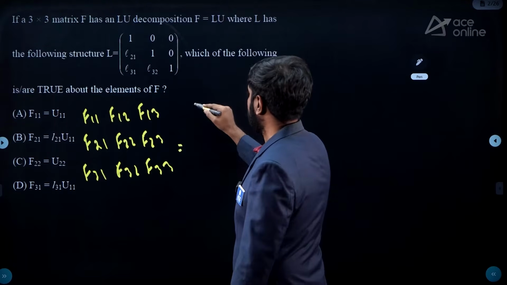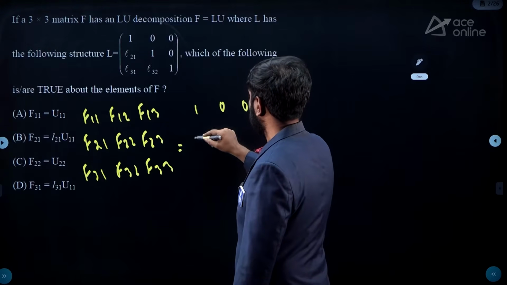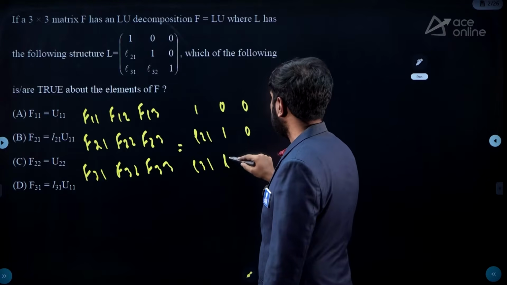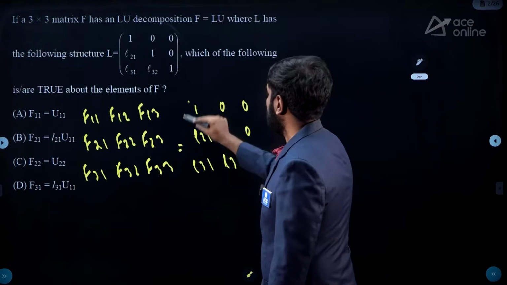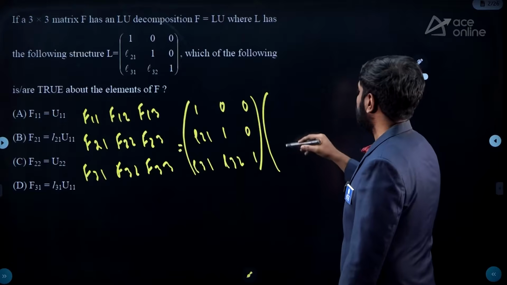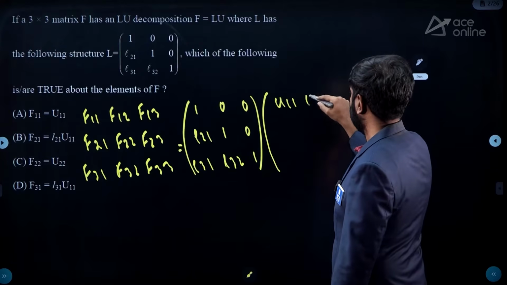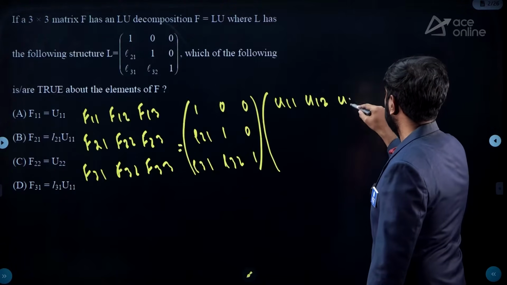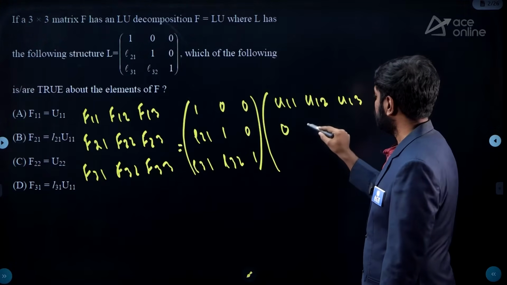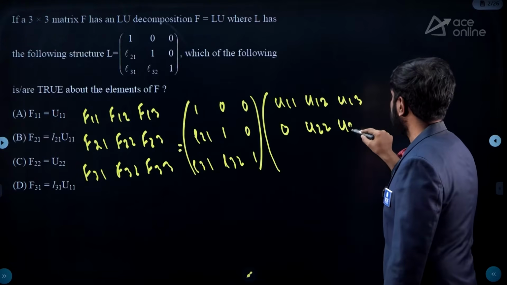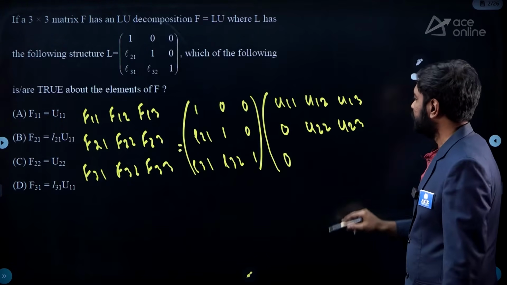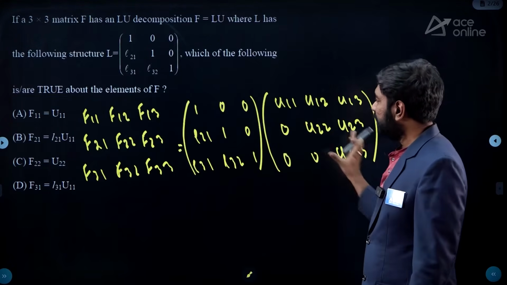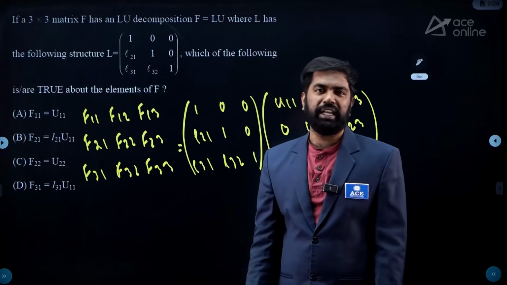What is L? 1, 0, 0. L21, 1, 0. L31, L32, 1. And then we all know U is an upper triangular matrix, which will be like this: U11, U12, U13. Since it is upper triangular, this is 0, and then this is U22, U23. Since this is upper triangular, this is 0, this is also 0, then this is U33. So when you multiply this with this, you have to get the matrix F.